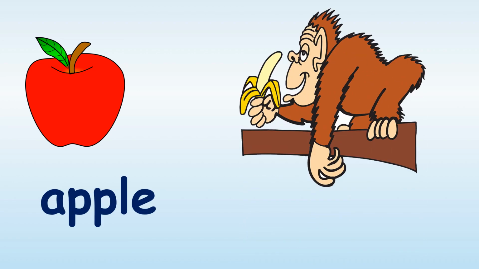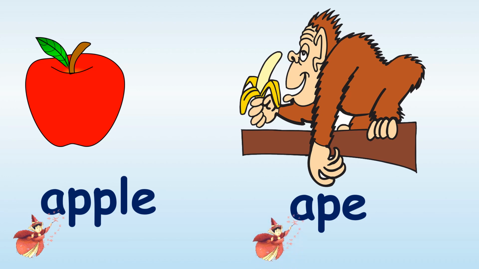Let us look at these pictures. Here we have an apple. So say apple. Then we have an ape. Ape. Now, if you notice, the two words begin with the same letter. A for apple and A for ape. But I want you to listen to the sound of the letter A.